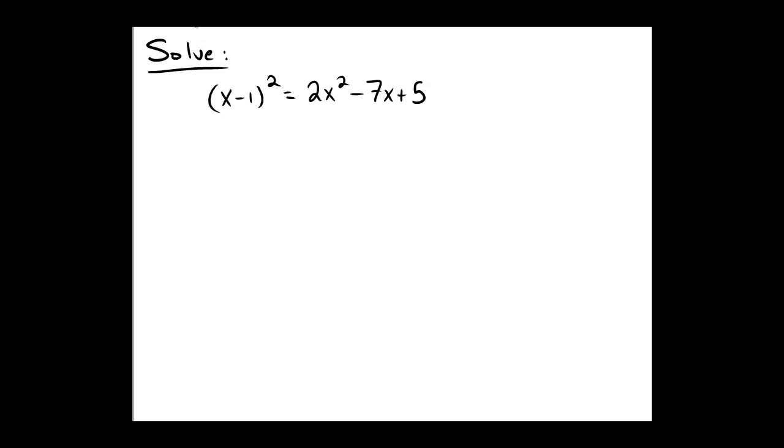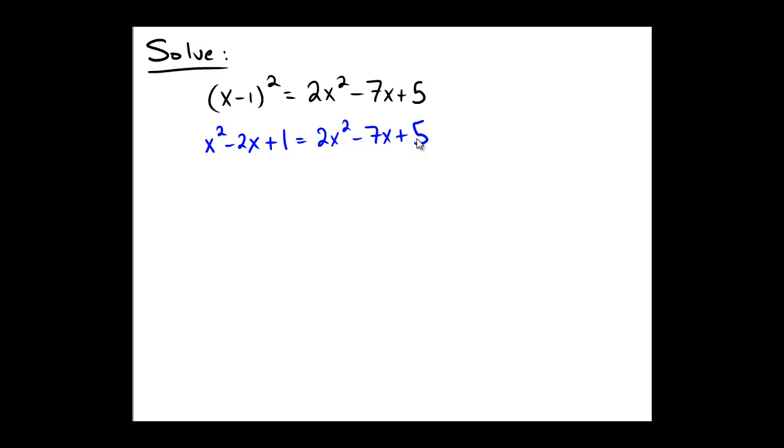So on the left we have x minus 1 squared. X minus 1 squared is x squared minus 2x plus 1, either by the perfect square trinomial formula, but I'm not a big fan of formulas. You can also just FOIL this out and see that that's the answer. On the right hand side we have 2x squared minus 7x plus 5.